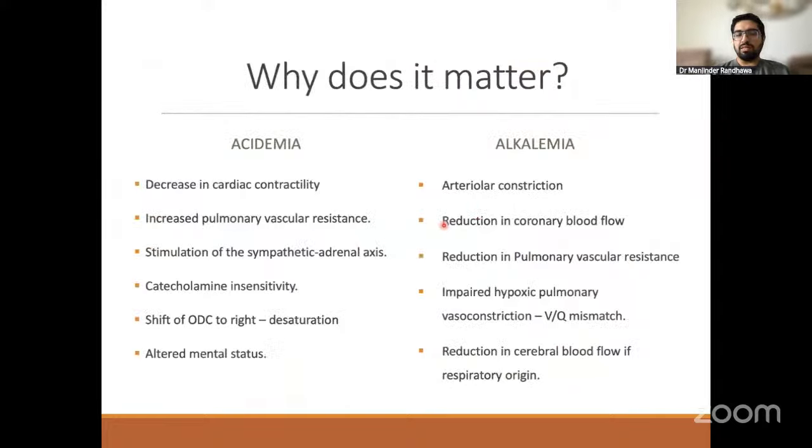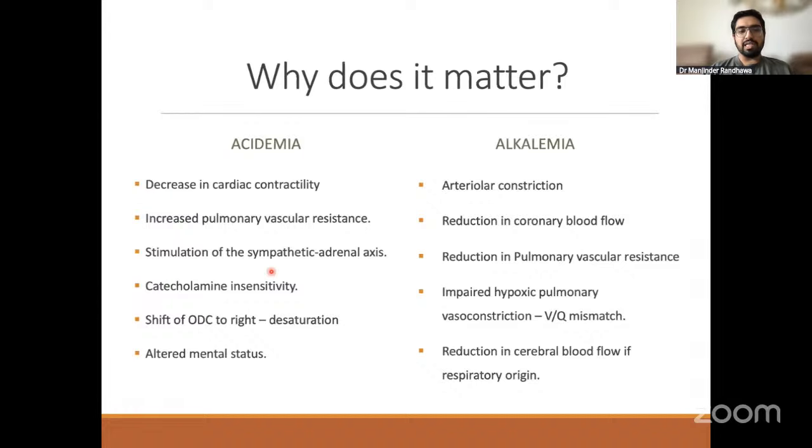So why does it matter? Why are we so bothered about the pH of the blood? Any change in either direction will cause deranged physiology. Acidemia causes decrease in cardiac contractility, increase in pulmonary vascular resistance, leading to worsening of pulmonary artery hypertension, and stimulation of the sympathetic adrenal axis.